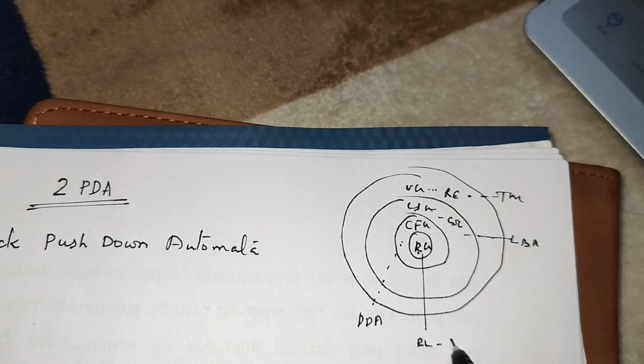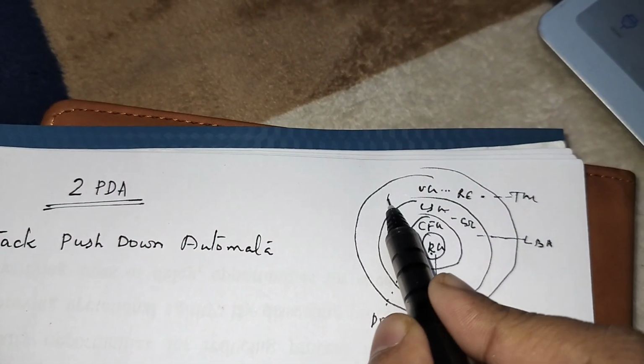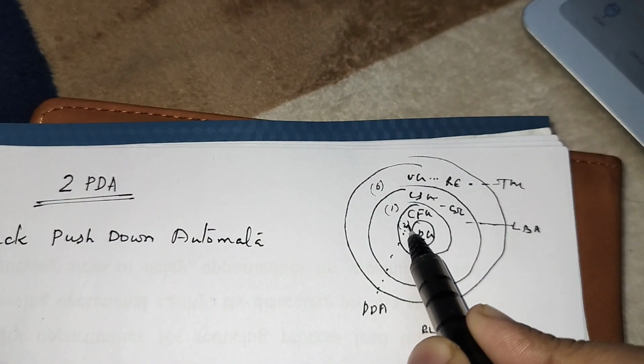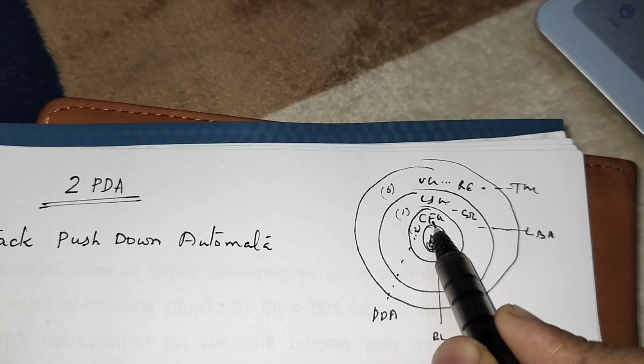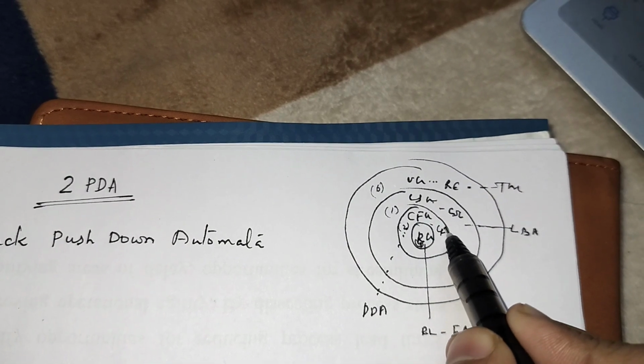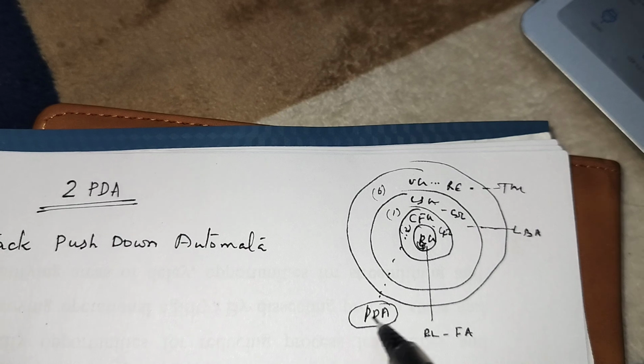This is regular language and the machine is finite automata or finite state machine. So this is type 0 grammar, this is type 1 grammar, type 2 grammar, type 3 grammar. Type 2 grammars are known as context free grammar which generates context free languages, CFL, and the machine which accepts all the context free languages is nothing but push down automata.